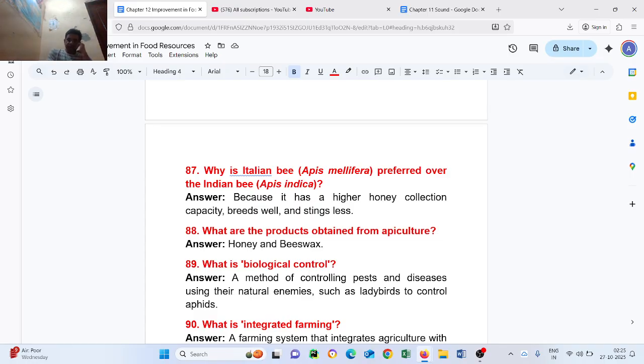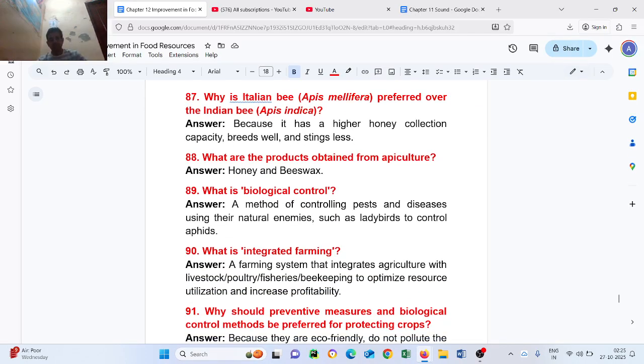Question number 89. What is the biological control? A method of controlling pest and disease using their natural enemies such as ladybirds to control aphids.